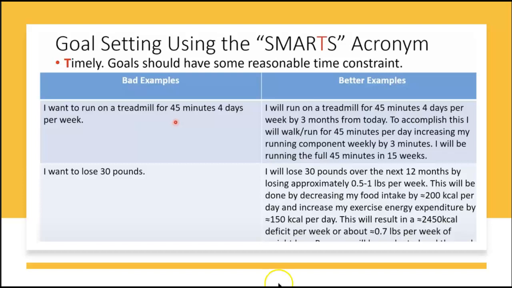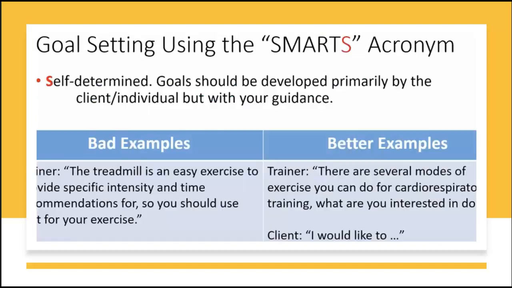Just straight, I want to lose 30 pounds. No, I want to lose 30 pounds in 12 months by losing about half to 1 pound per week. And you're going to start out doing 150 calorie deficit. Then we're going to try to go a little more and a little more till we can get to that 1 pound a week.